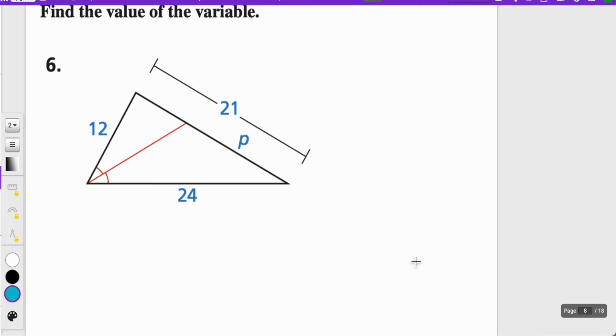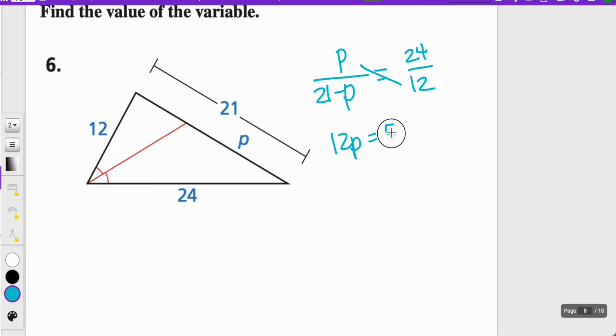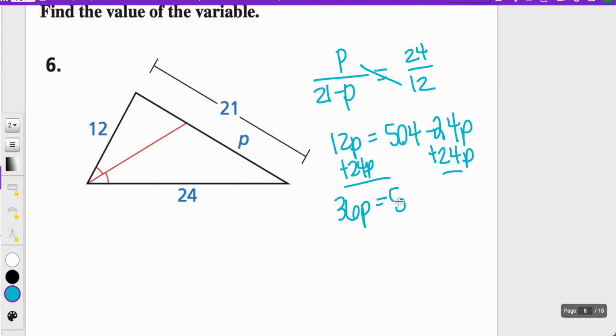Number 6 was a little bit trickier. So what I did here is I know P can be matched up with the long side here, so that'd be 21 minus P. And then since I chose P over 21 minus P, that means I have to start here and do 24 over 12. And then I cross multiplied. 12 times P is 12P. 24 times 21 minus P, that would be 504 minus 24P. Then I focused on getting all of the variables on the same side. So I got 36P equals 504. So P is equal to 14.